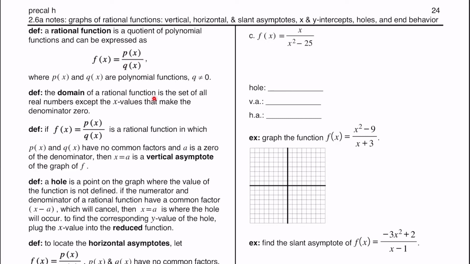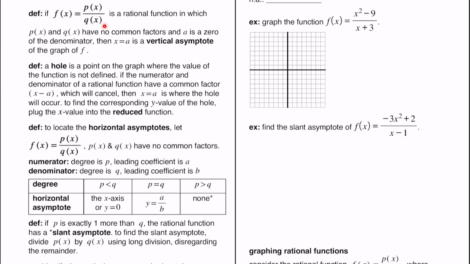The domain of the rational function is the set of all real numbers except the x values that make the denominator equal to 0. So with these problems, we'll have a rational function, and then we'll look at the polynomials in top and bottom, and if they factor, then we can cancel any of the common factors. But then, when we take the resulting fraction, if a is a 0 of the denominator, then we say that x equals a is going to be the vertical asymptote of the graph.